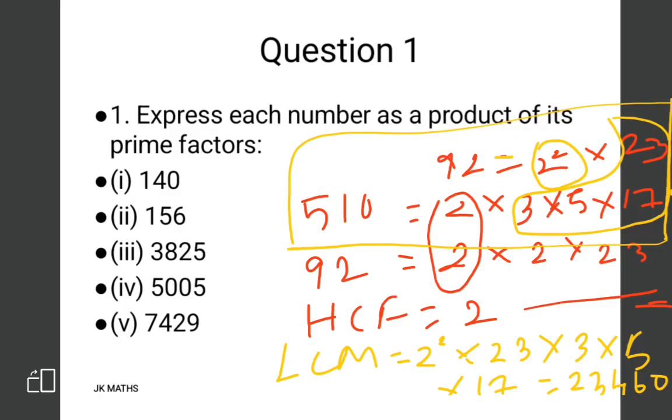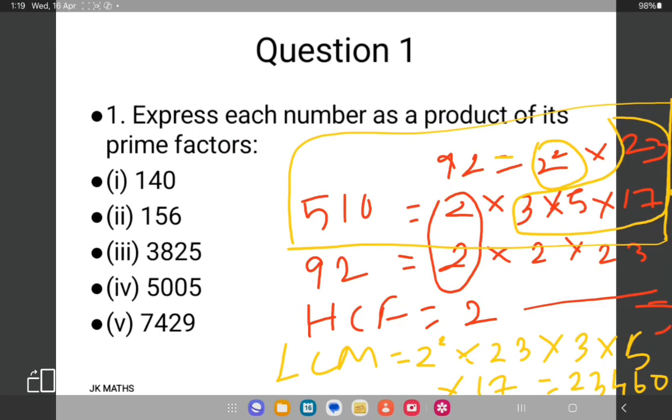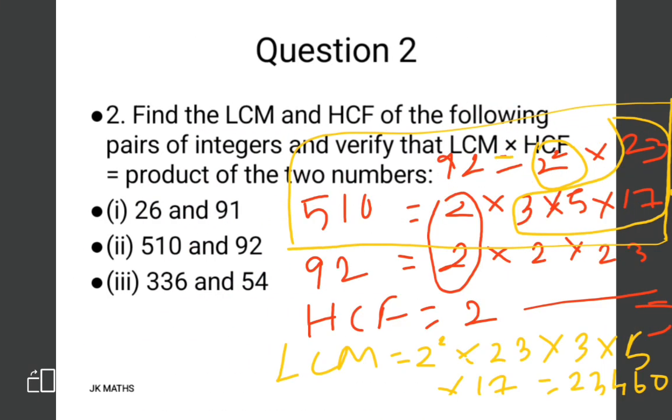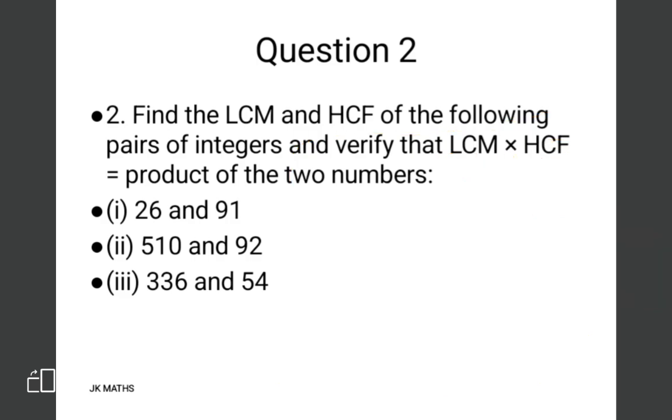So this is the LCM of the second sum. Yeah, we got it. Okay, it's the easiest sum. So I'll say a simple trick. It's not that big.